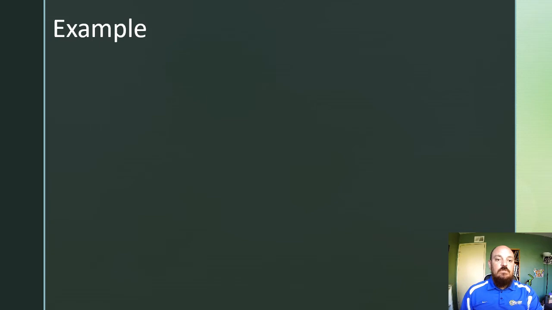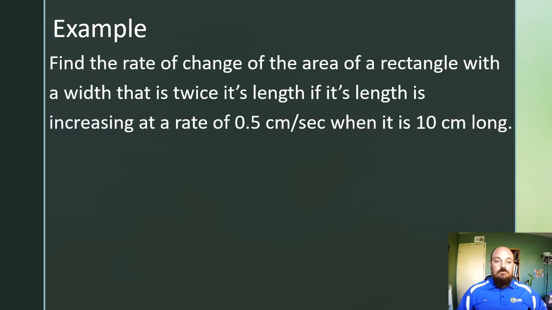So let's look at a couple examples. Here's a word problem. It says find the rate of change. So immediately I kind of made it easy on this one. I actually put the phrase rate of change in there. So you can know we're talking about rates, which means it's very likely a related rates question. So we're going to find the rate of change of the area of a rectangle with a width that is twice its length, if its length is increasing at a rate of 0.5 centimeters per second, when it is 10 centimeters long. All right, so step 1, we read and we understood the question.